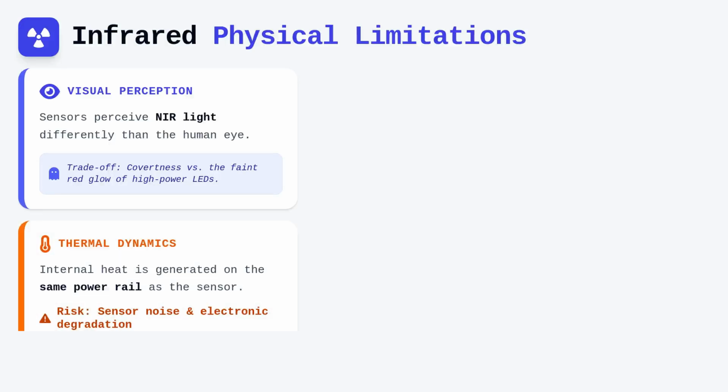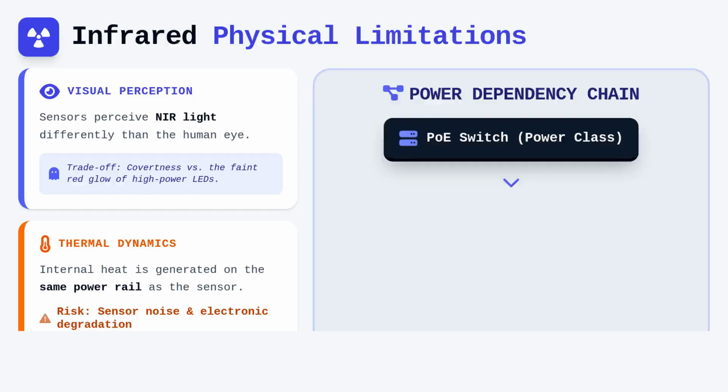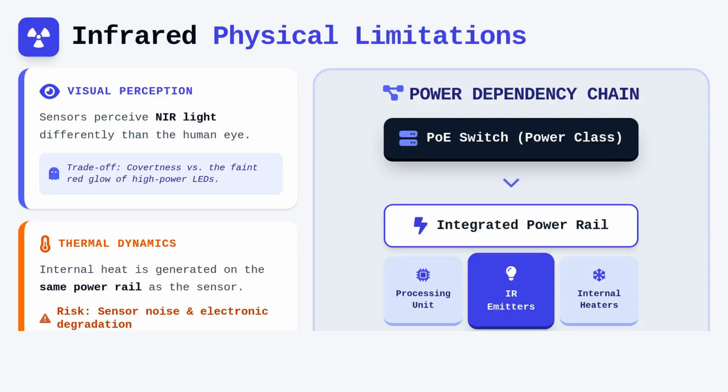Thermal management also plays a far more significant role here than invisible light modules, because LED arrays generate internal heat while consuming power from the same rail that drives the sensor and processing unit. If you do not account for the power budget of the integrated IR, you risk exceeding the limitations of the power over Ethernet switch, potentially leading to instability during the transition from day mode to night mode.